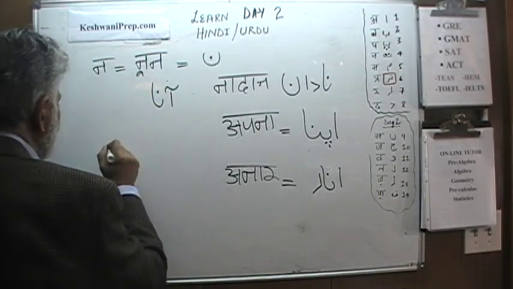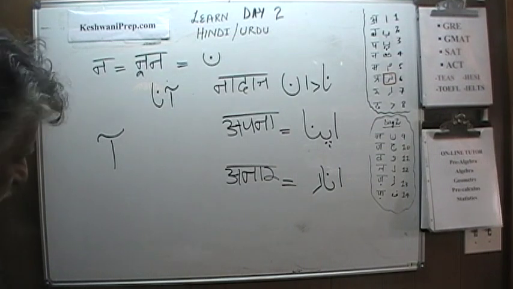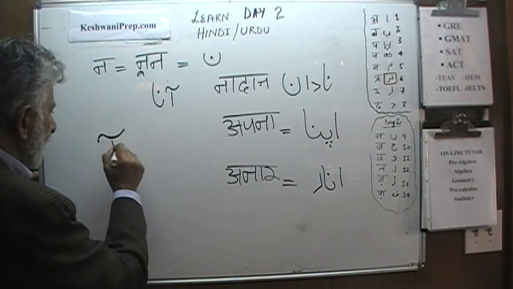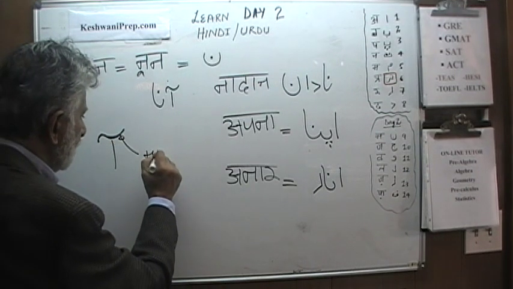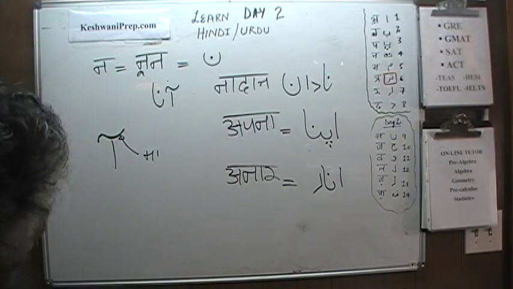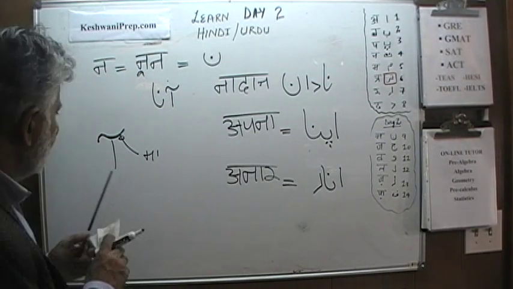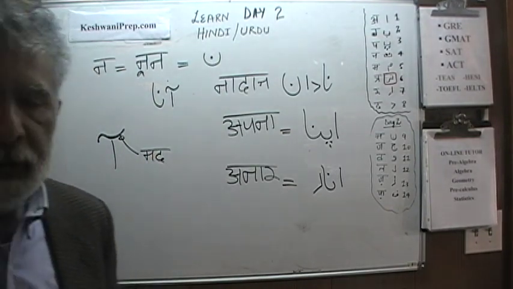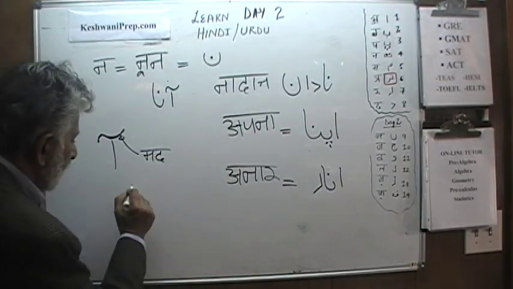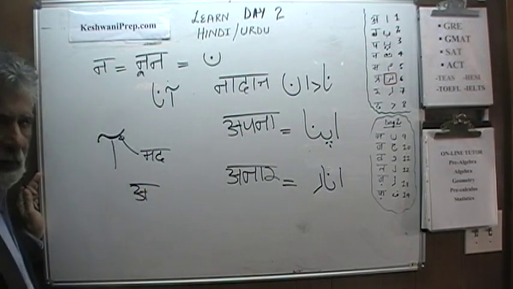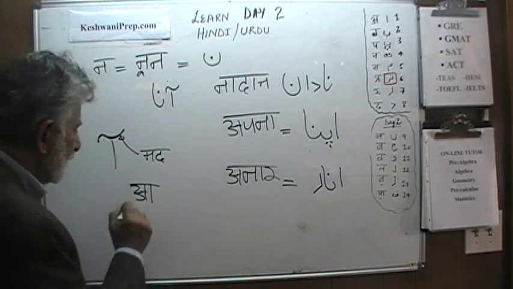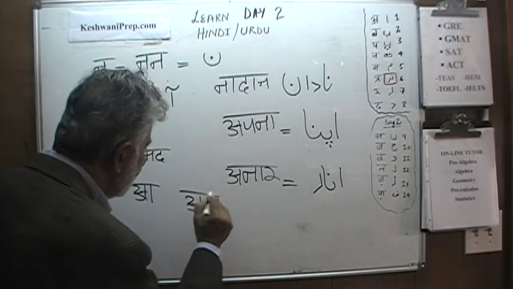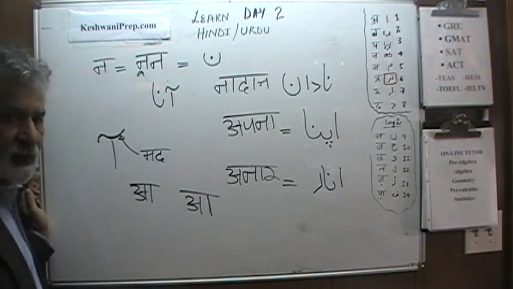Remember this letter we learned last time for day number one? This sign is called mud. And what does it do? It converts a into an aa. You see, in Hindi it's very easy. If you have a and you want to convert it into aa, you just put a ki matra. It becomes aa, like this. You just put a line, it becomes an aa.